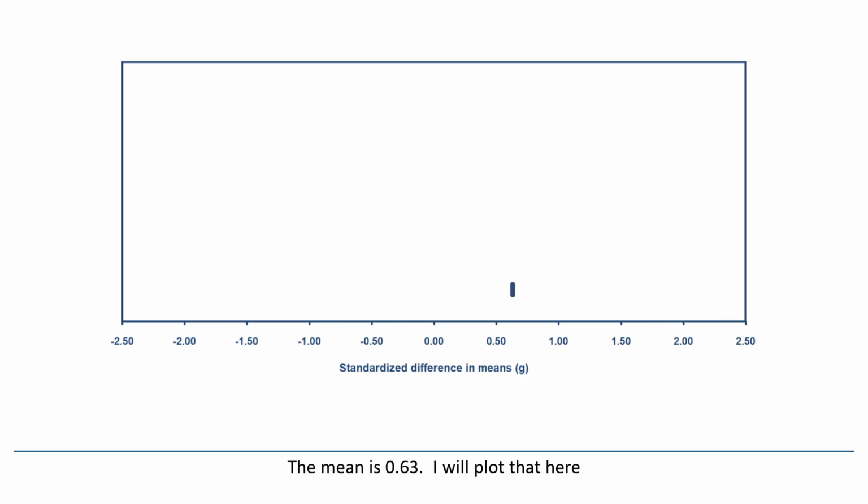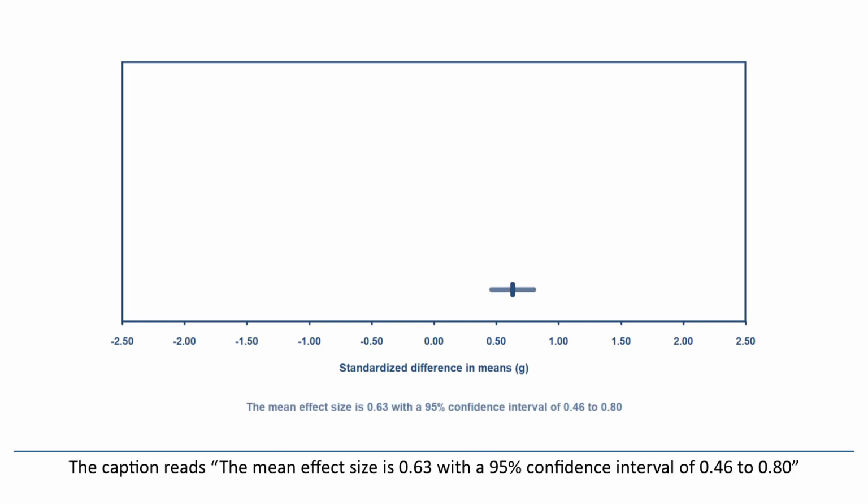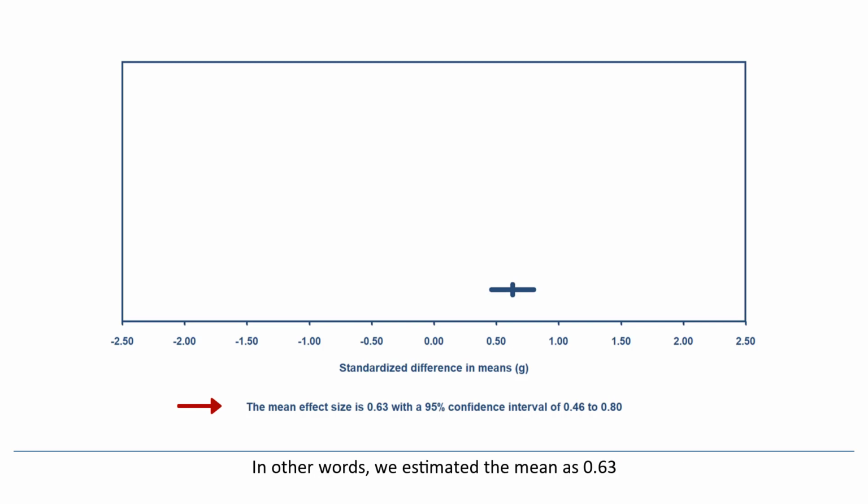The mean is 0.63. I'll plot that here. I can add the confidence interval and the caption. The caption reads, the mean effect size is 0.63 with a 95% confidence interval of 0.46 to 0.80. In other words, we estimated the mean as 0.63, but the true mean could fall anywhere from here to here.